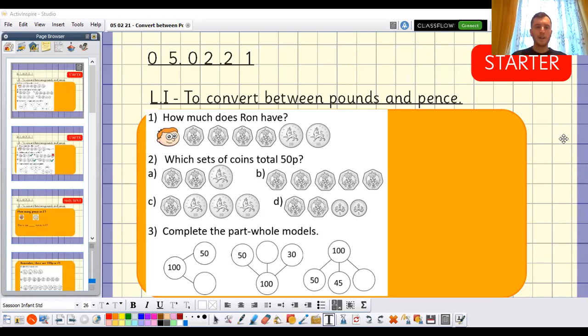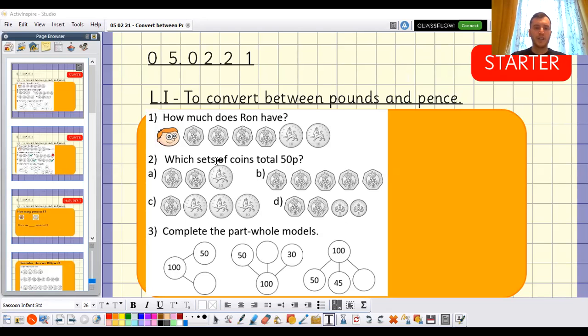To recap on some of the learning we have done so far, we have some questions linked to money and also some part-whole questions. For the first one, how much does Ron have? If you can't see the coins, let me tell you those coins. So there's 20p, 20p, 20p, 20p. So 4 20p's and 2 10p's.